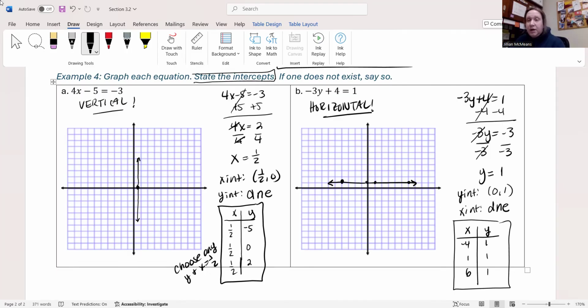Just really understand what it means to be horizontal and vertical, and as far as horizontal and vertical goes, which axis do you have to touch? Which axis can you not touch? Does that make you horizontal? Does it make you vertical? What is your intercept? Okay, so make sure you understand the difference between horizontal and vertical and how to graph those lines.